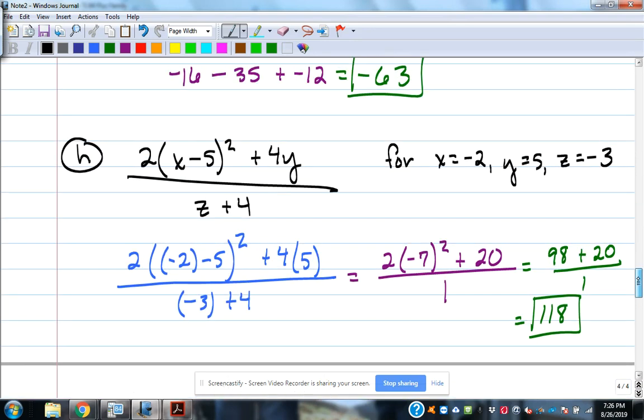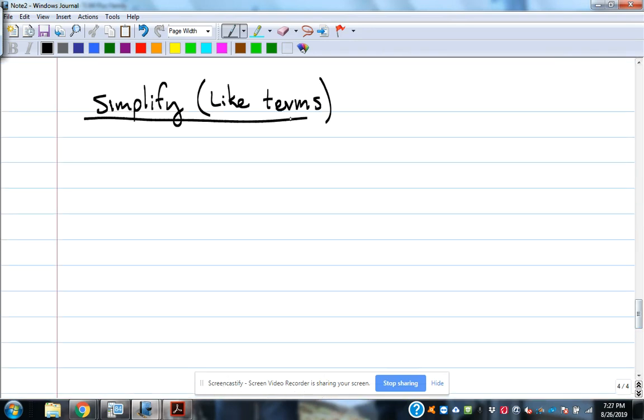What letter are we on here? I. Simplify. So that means put like terms together. So maybe like 6 plus x plus 9 minus 4x. Nice little problem there. Like terms go together. That's what we got to do.